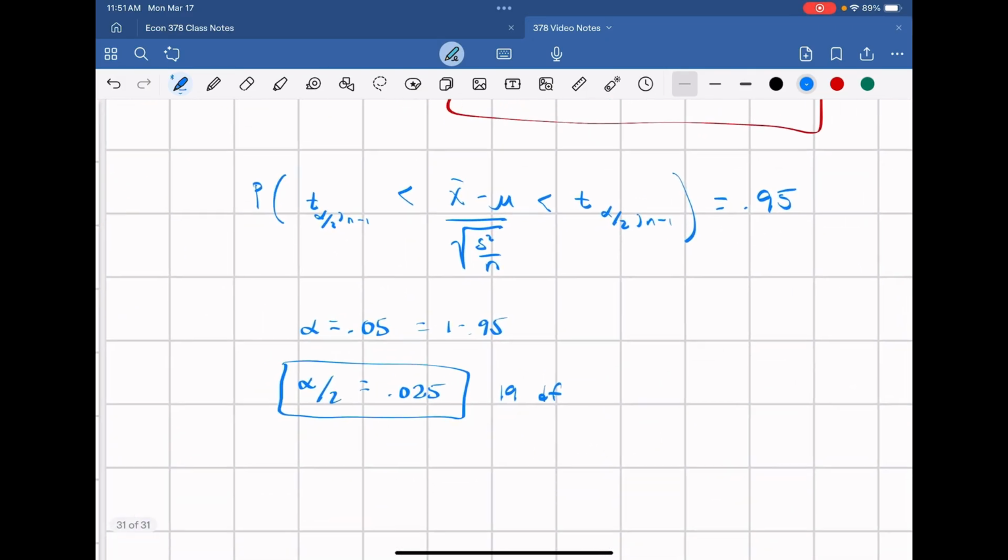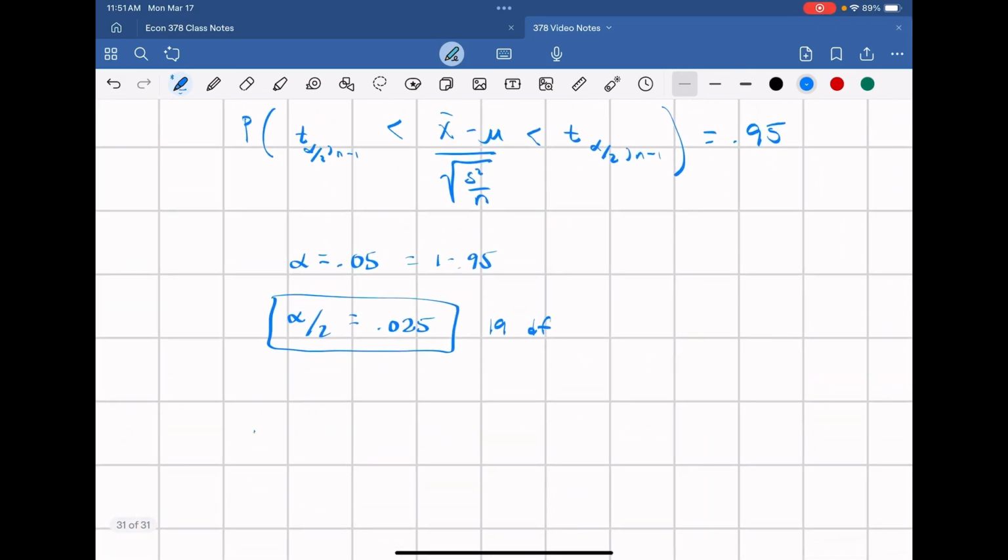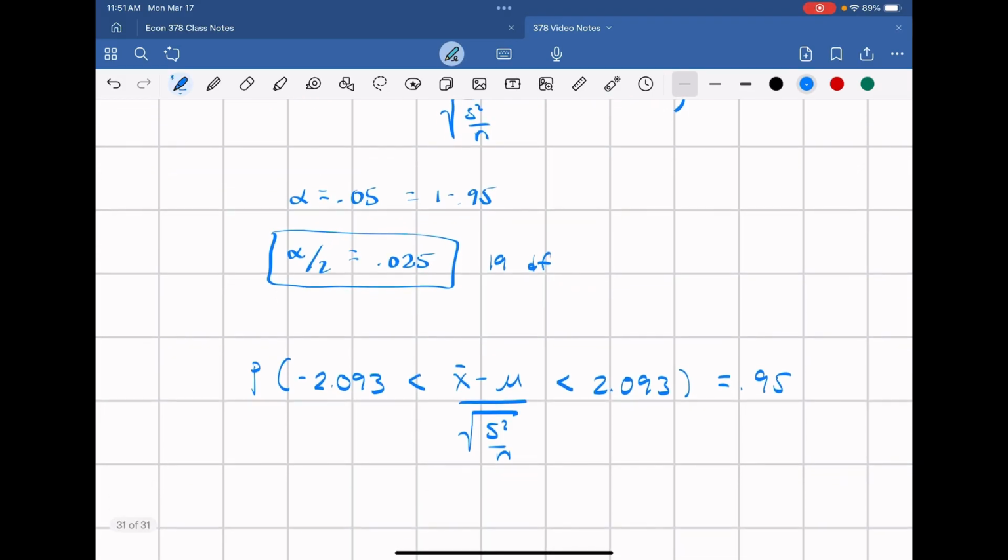And so coming back here, we're going to look at the probability that negative 2.093 is less than X bar minus mu over the square root of s squared over n less than positive 2.093 is equal to 0.95. Well, in this case, we have X bar, we have s squared, we have n, so we can find the confidence interval of mu.